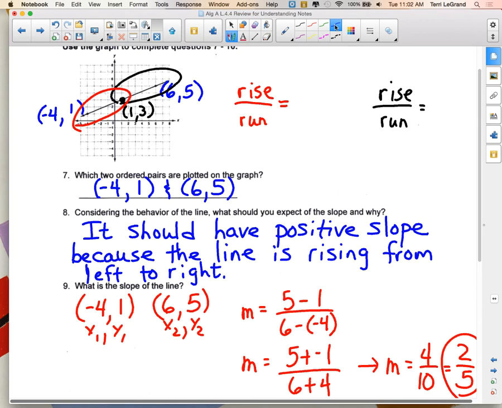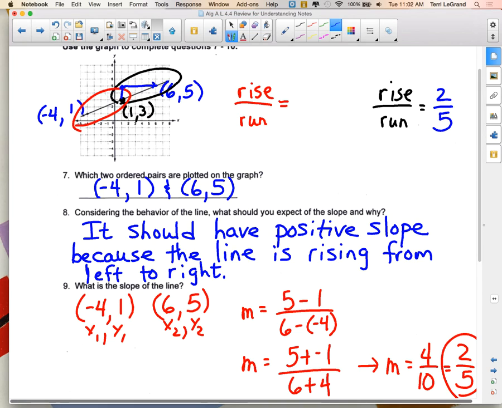Okay, Andrea, you want to share with me which point you used with the middle one? The one 6, 5. So you used the top one. Okay. What did you get for that one then? 2 over 5. So in other words, you had to rise 2 and run 5. So I'm going to guess you went like this: up 2 and over 5. Right? Okay. Anybody use the other point?